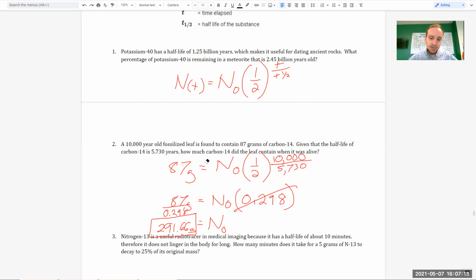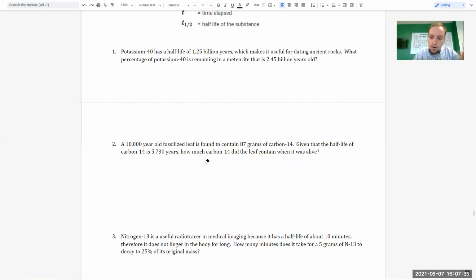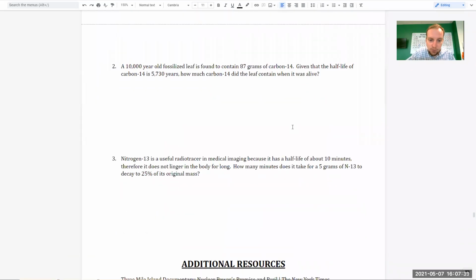So that does match the scenario in the question, because remember, 10,000 years is not 2 half-lives of 5,730 years. Again, that would be 11,460, if I'm doing the math in my head correctly. All right, now that we've done 2 like that, let's go ahead and look at our final example, which is number 3.